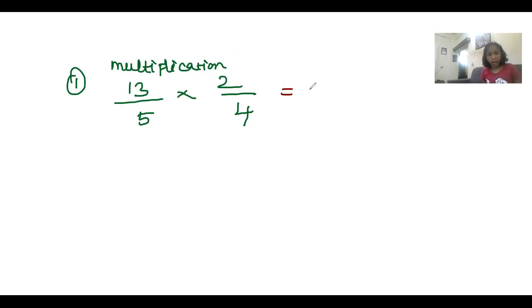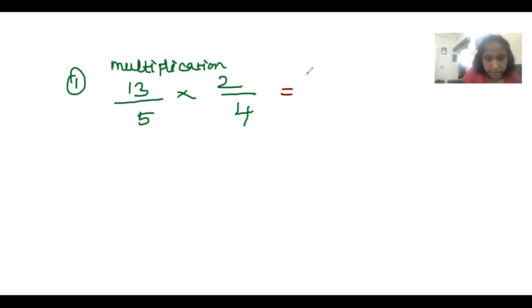520 by 20, ma'am. 520. Why, dear? Ma'am, because 5 and 4. Oh, sorry. No problem. Take your time. No issues. Take your time and tell me. You said the LCM method. We are doing multiplication. You don't have to perform LCM over here.